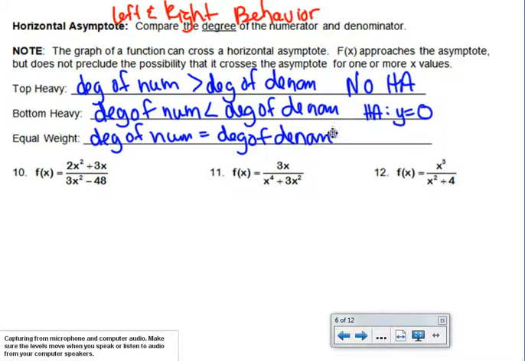That'll be like the case that we just saw in number 10. Your horizontal asymptote is going to be at y equals the ratio of your coefficients. I'm going to call that z over a. The coefficients are going to be numbers, of course.